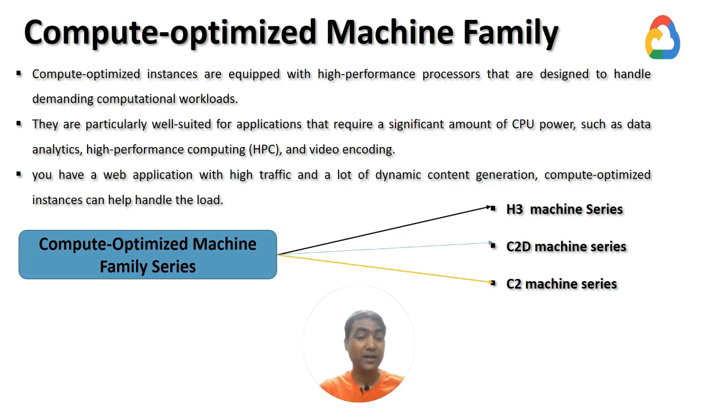Machine families are further classified by series and generation. Guys, as you can see here, the compute optimized machine family series are H3, C2, C2D. Let's discuss one by one all the compute optimized machine family series so that you can easily understand it and, based on your project requirement, you can use it.